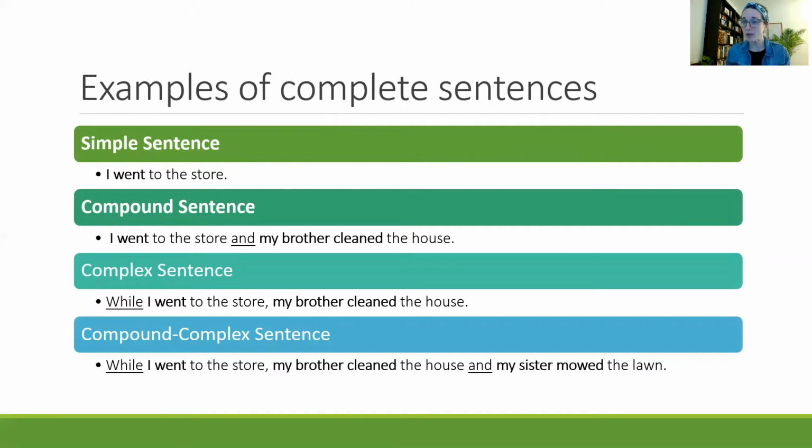There are a number of other words there called subordinating conjunctions that can help you identify phrases that are dependent. Our last type is called a compound complex sentence. And this one says, while I went to the store, my brother cleaned the house, and my sister mowed the lawn. So we have parts of that complex sentence with the while, we have parts of the compound sentence with the and, and we could put all those together to make one very interesting sentence.